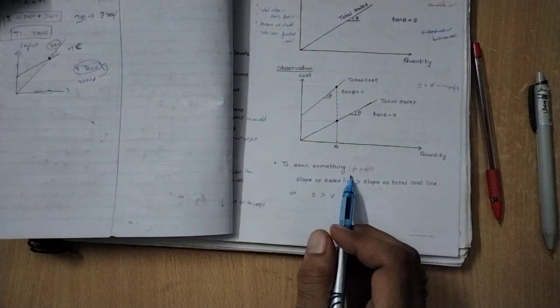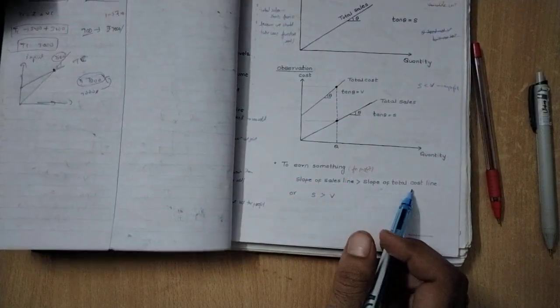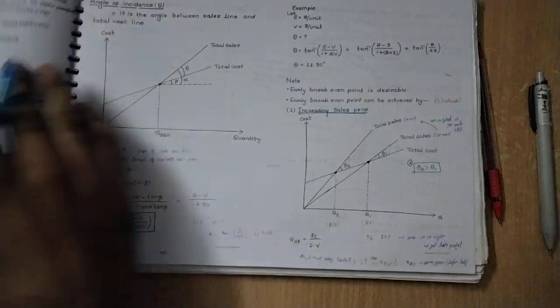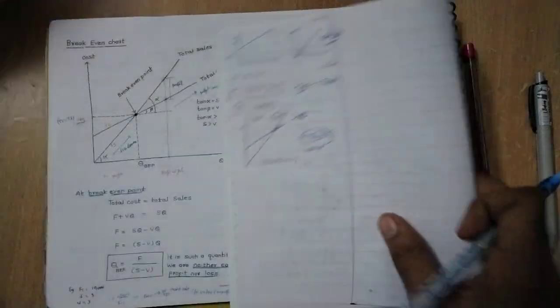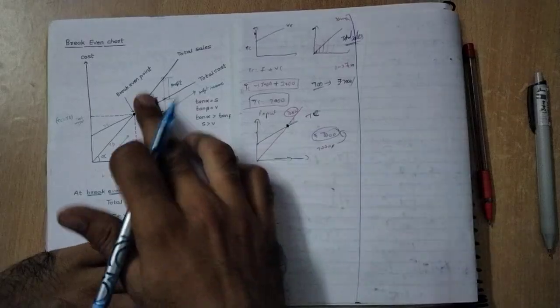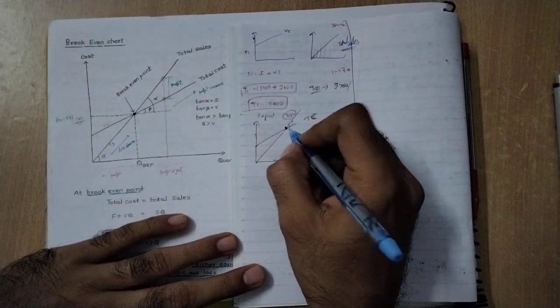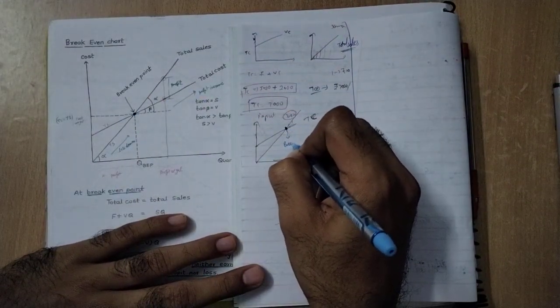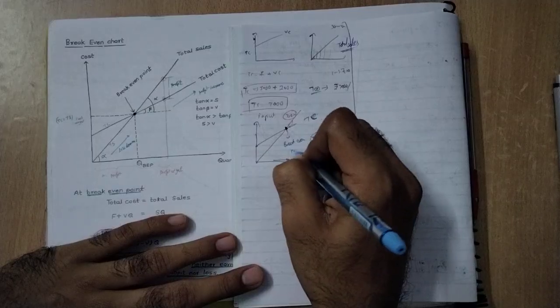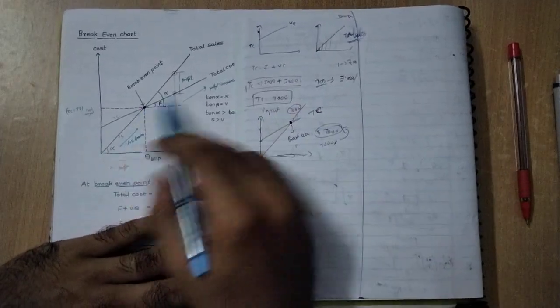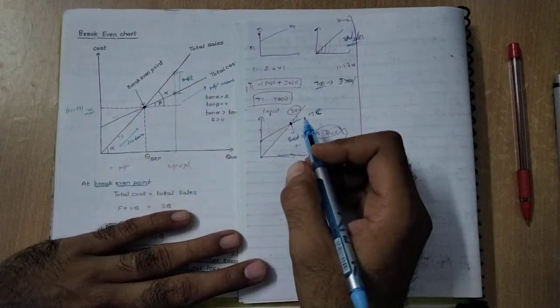So you can see, to earn profit, the slope of the sales line must be greater than the slope of the cost line. Okay, that's it. I think you understand. So what is this one? This is the break even point. Okay, this is total cost, this is total sales. I think you got the point.